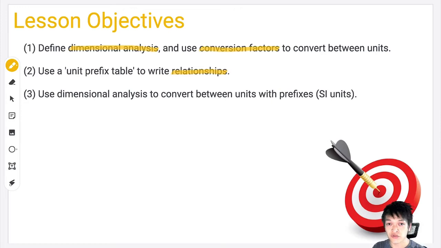In this video, there are three goals. The first one is to define dimensional analysis and use conversion factors to convert between different units. Second goal is to use a unit prefix table to write relationships. And the third goal is to use dimensional analysis to convert between units with prefixes.